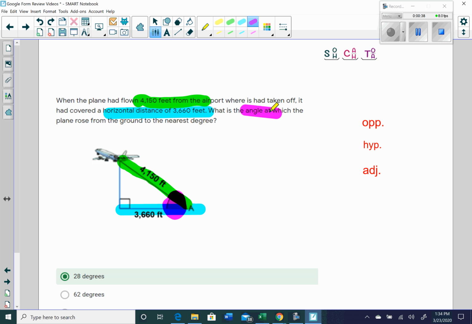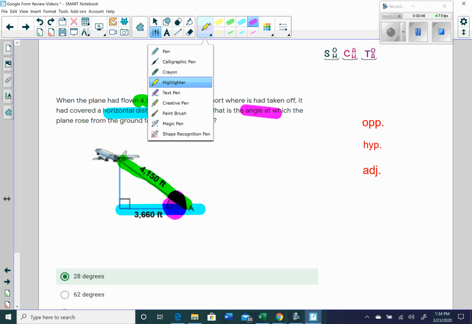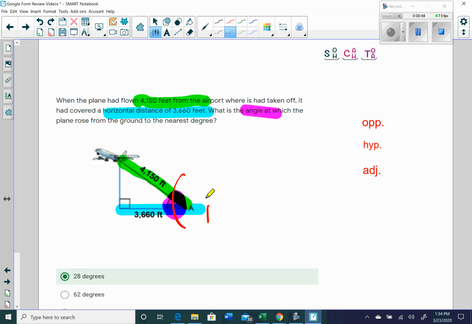So you can see from the diagram that the plane is taking off, so it's going up on an angle. That angle is what we want to find. So we're trying to find our input angle.